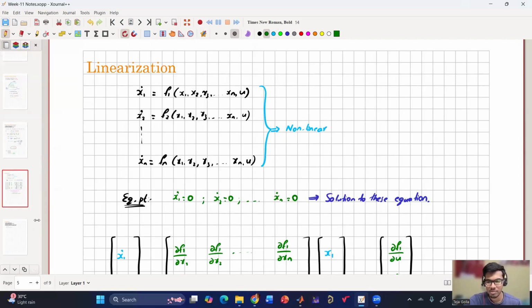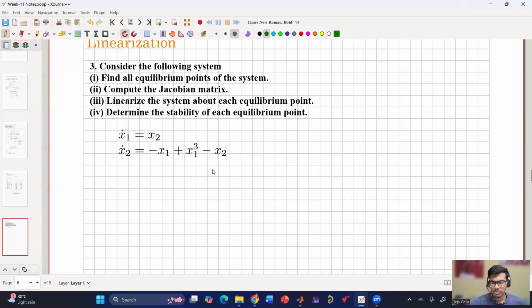However, if it is a stable equilibrium point, even with a small perturbation, it will come back to the equilibrium point. Whereas if it's an unstable equilibrium point, any perturbation will make sure that it moves away from the equilibrium point. So let us consider this example.